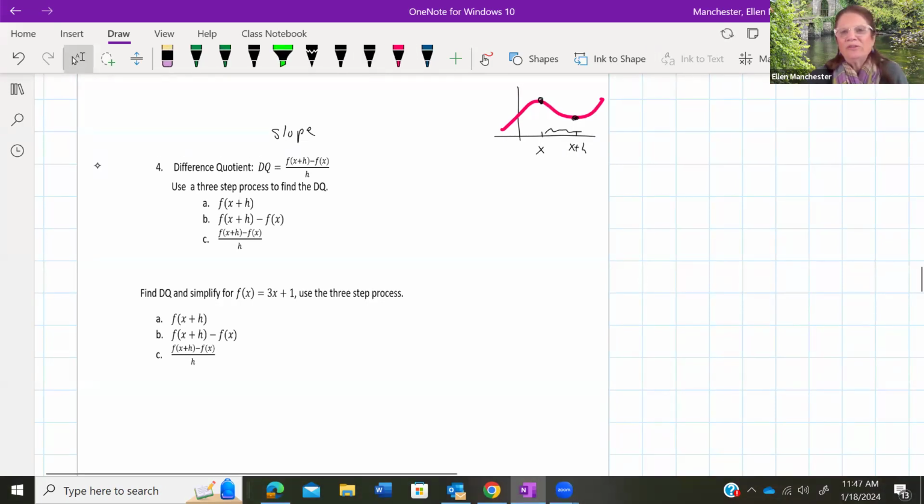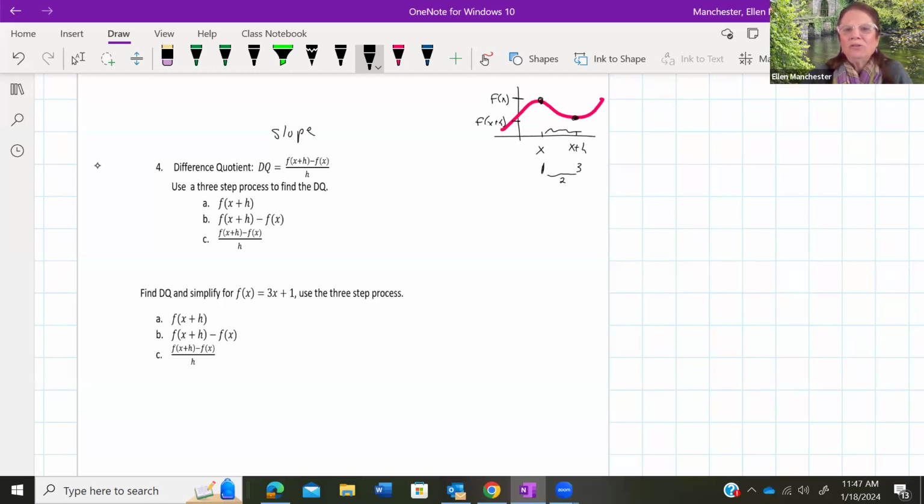Okay, the h is just the distance between x and x plus h. So for instance, if x was 1 and the difference between 1 and this value x plus h was 3, the h would be 2. There's two steps, right? 1 plus 2 gives me 3. So this is just a kind of an abstract idea of what the slope is. So this value right here would be f of x, right? Just your y value. This value right here would be f of x plus h.